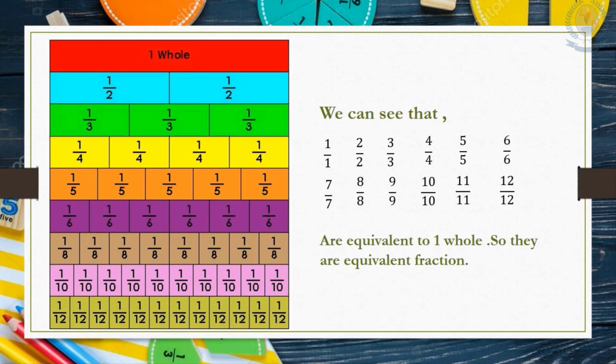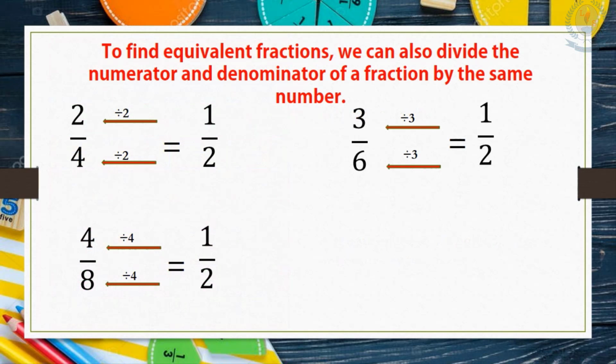We can also see that 1/2, 2/4, 3/6, 4/8, 5/10 and 6/12 are equivalent fractions. To find equivalent fractions, we can also divide the numerator and denominator of a fraction by the same number.